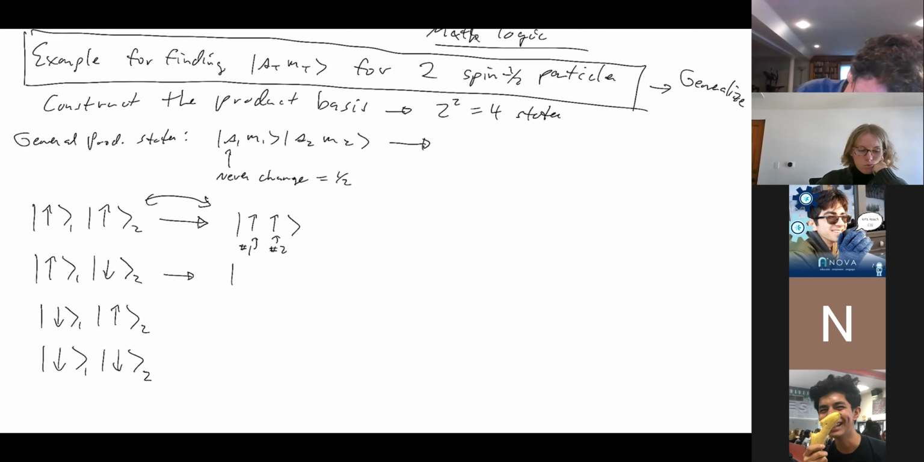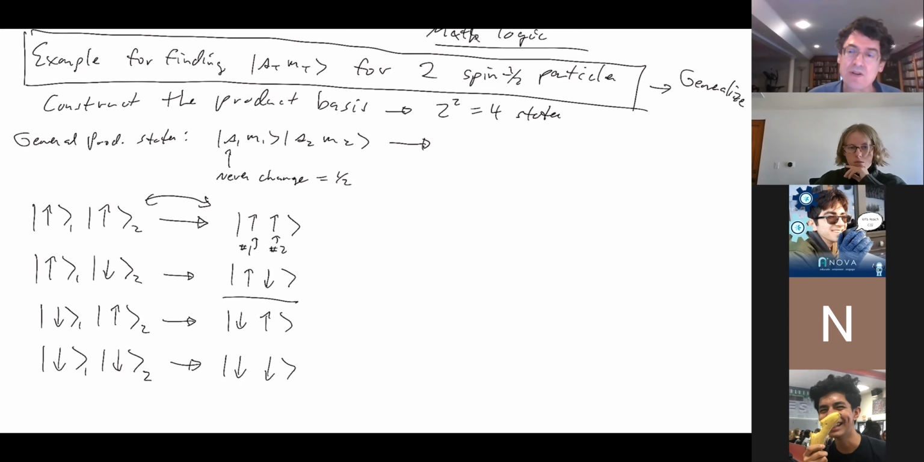So this state on the left, now I can write it as up, down. When I write this ket with up, down, that means particle 1 is up and particle 2 is down. And so now this one I can write as down, up. And then this one I can write as down, down. So now I'm going to use this new notation, which is much easier, and that's what normal people use out in the real world.